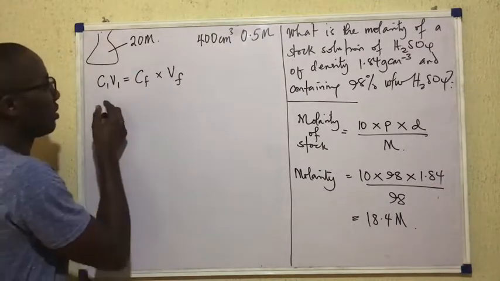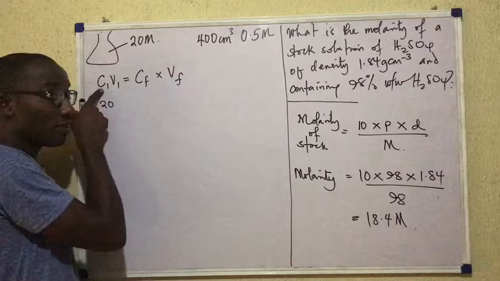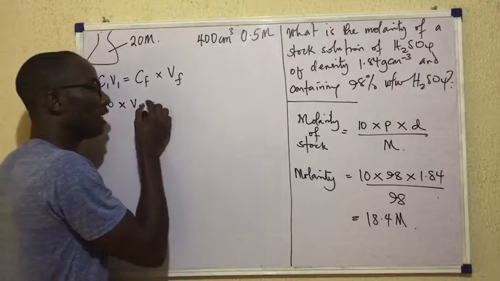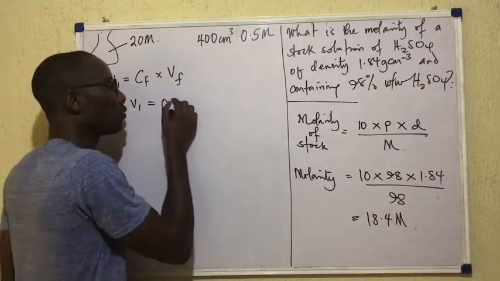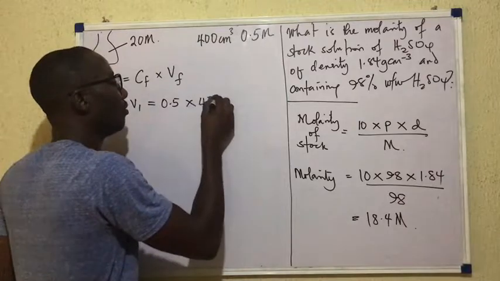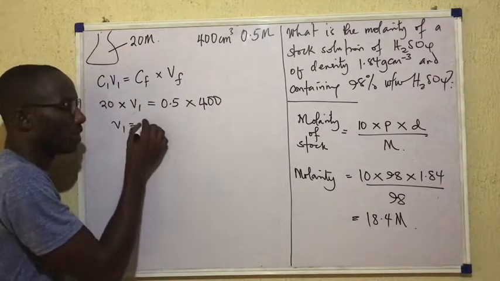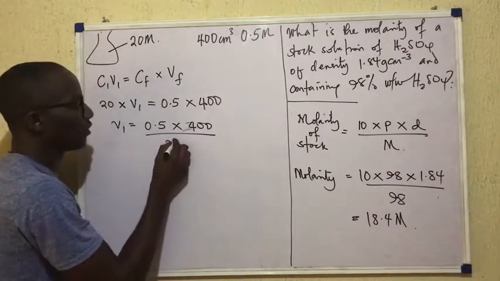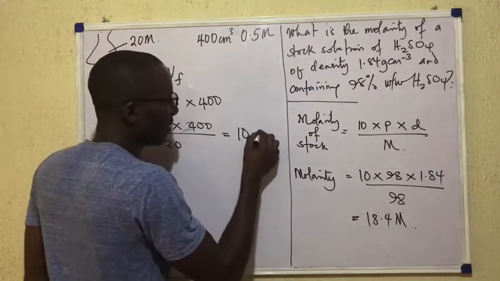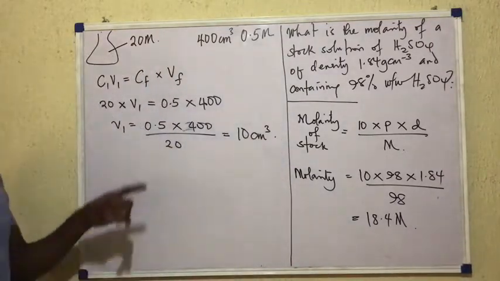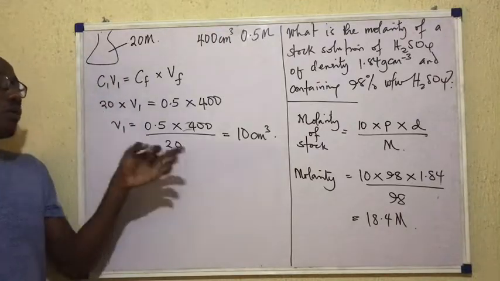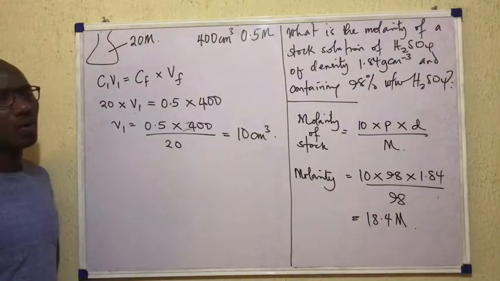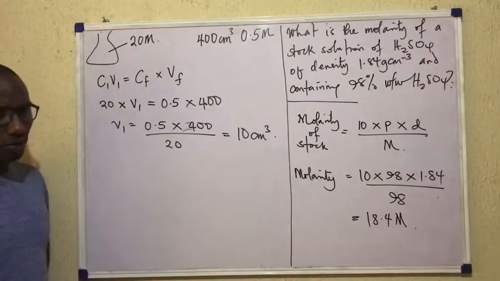So I'll have to calculate this as 20 molar, the molarity of stock, times the volume of stock I would need, equals the final concentration I hope to achieve times the final volume. So my V1 here will be 0.5 times 400 over 20. That gives me 10 cm³. So it means that the volume of this stock that I would need will be 10 cm³. Now this 10 cm³ of stock, what would I do with it? How do I use it to prepare that solution?